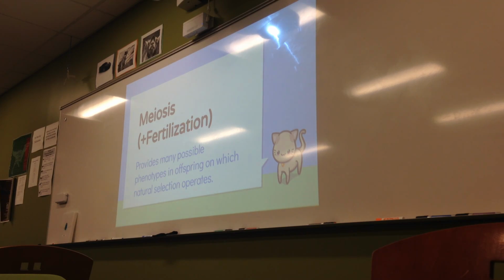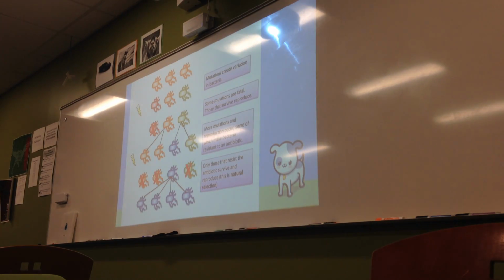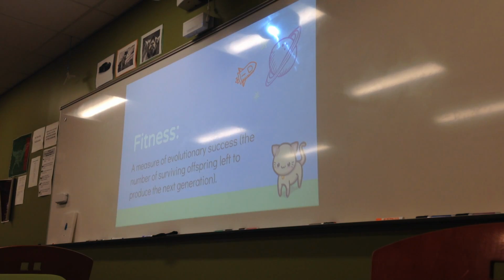Remember that meiosis and fertilization provide many phenotypes in offspring on which natural selection operates. The more variation we have, the more phenotypes we're going to have in the population. A good example of natural selection is antibiotic resistance in bacteria. What's another good example of natural selection? That darn peppered moth, yeah. But make sure you have a couple of those examples on hand.